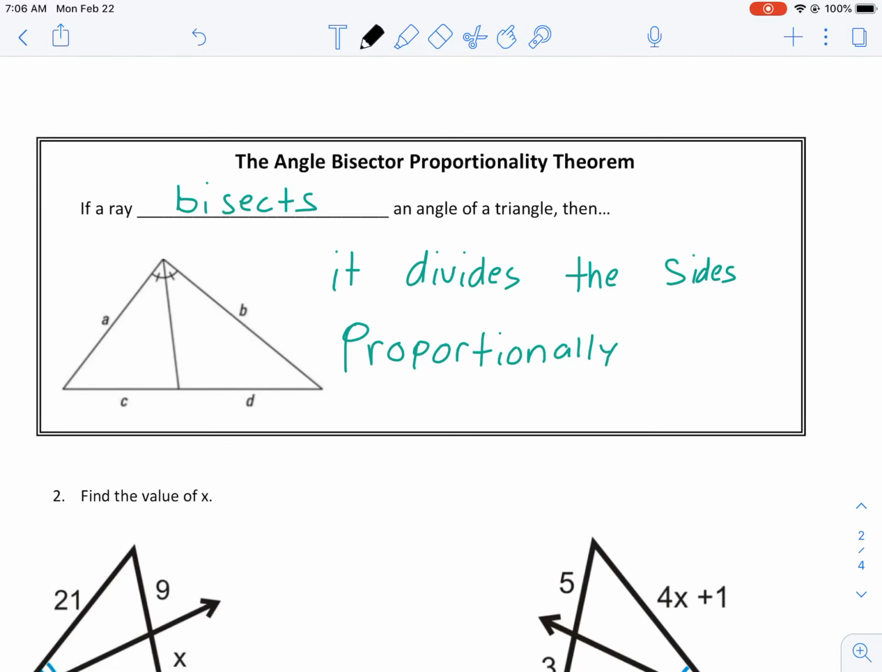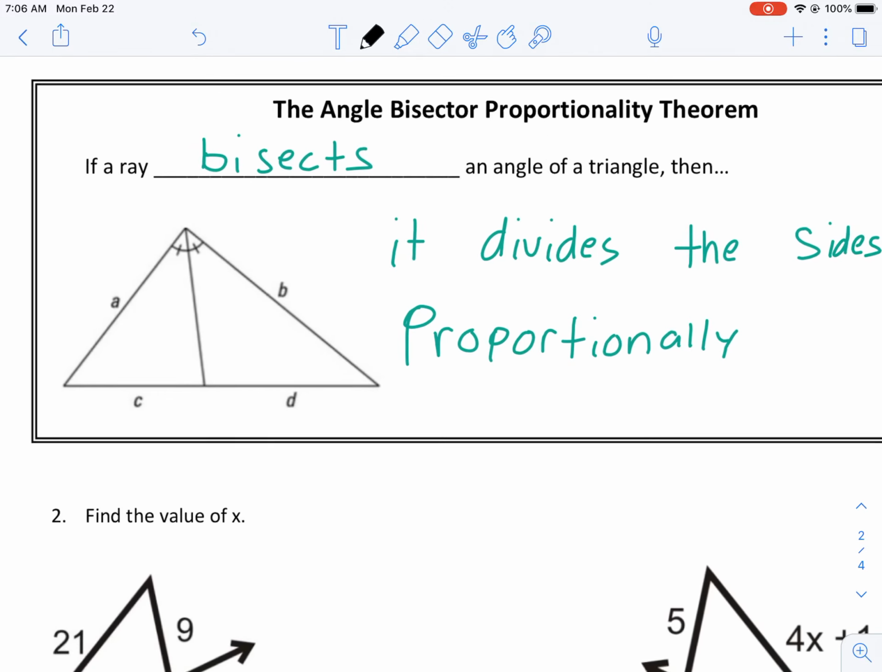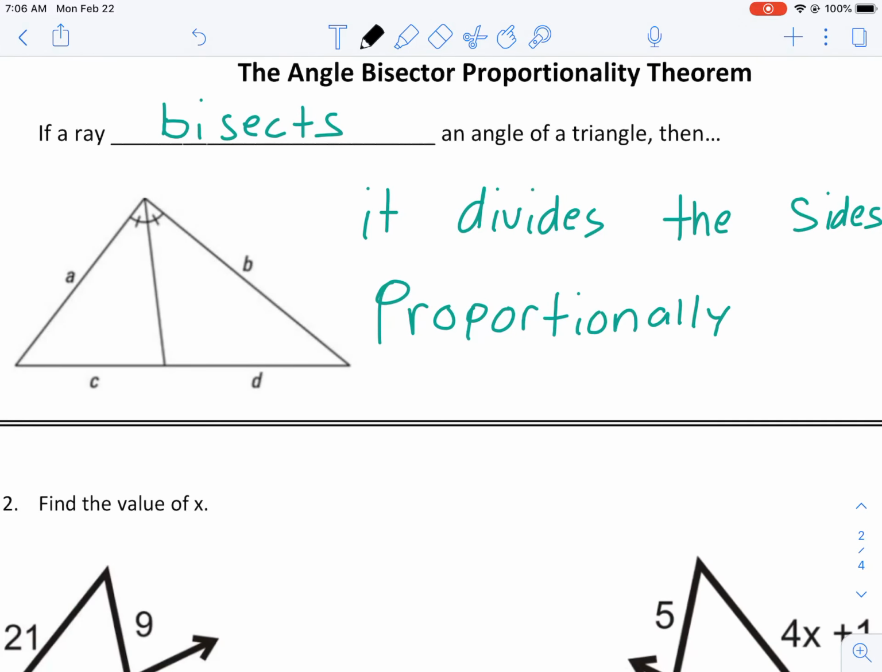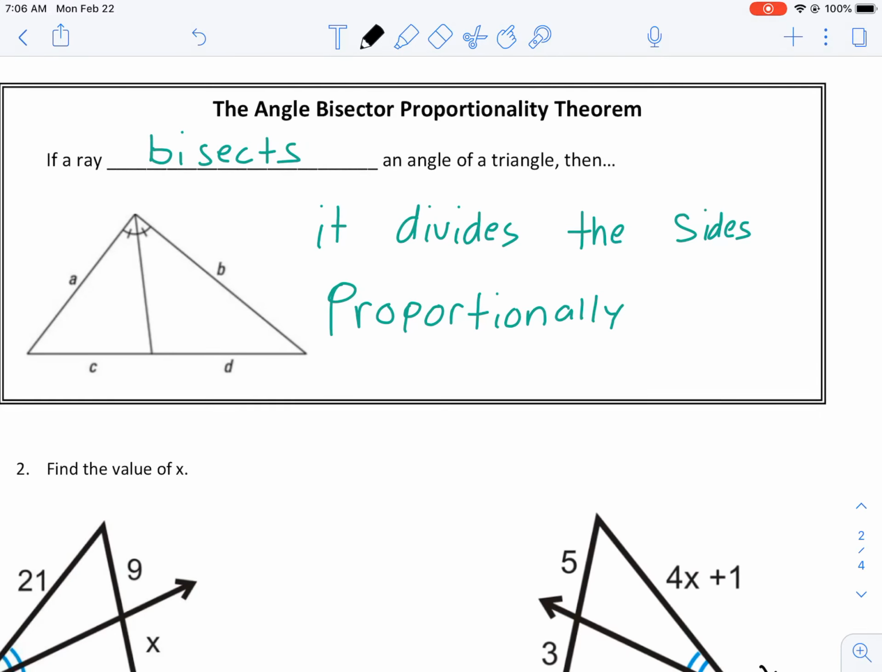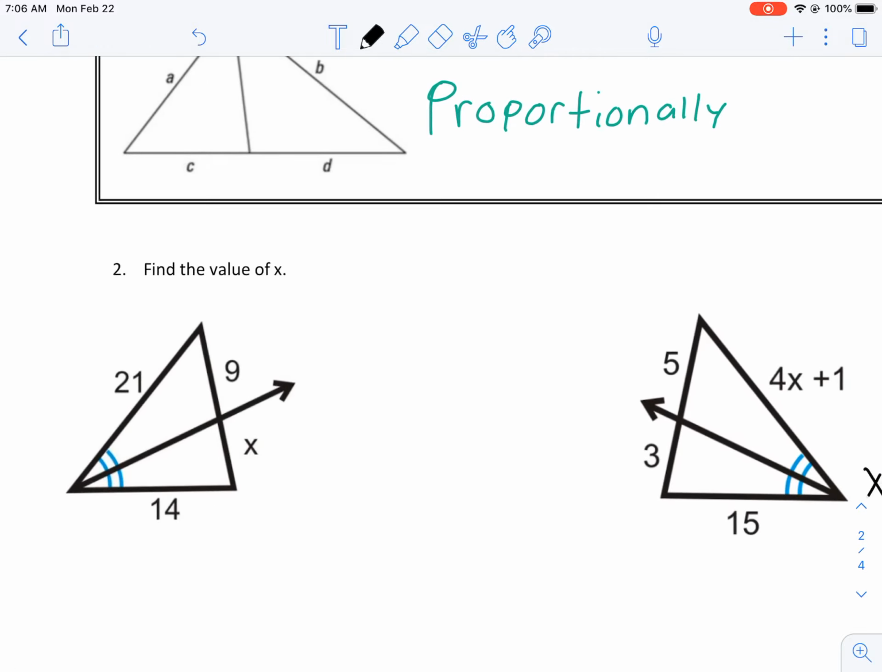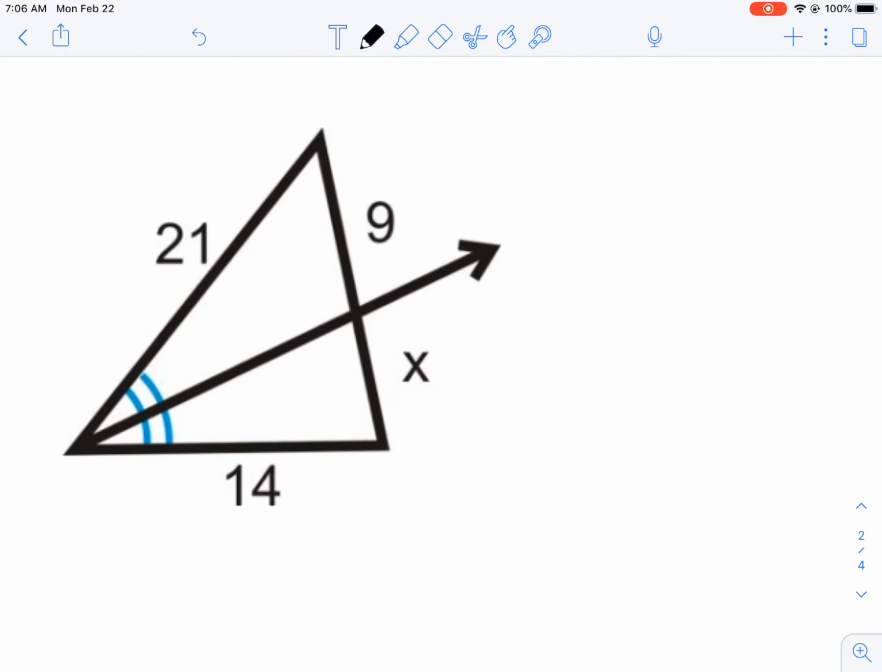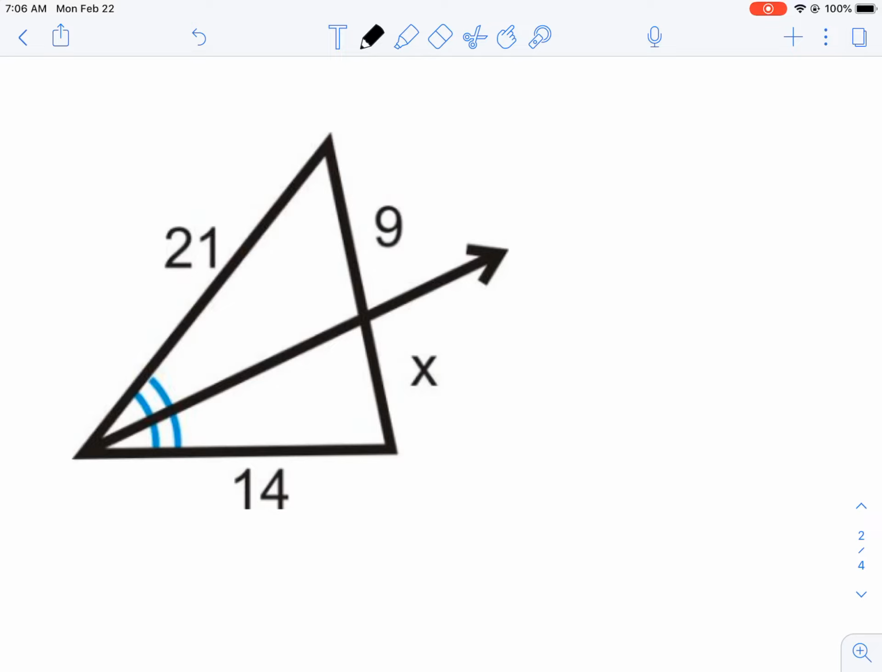The other proportionality theorem is if you have an angle bisector going out of the vertex of a triangle, it will divide the sides proportionally on each side. So for example, here's our angle bisector. You can look at it either way, but basically, this side right here multiplies by something to make 21. X will multiply by that same thing to make 14.